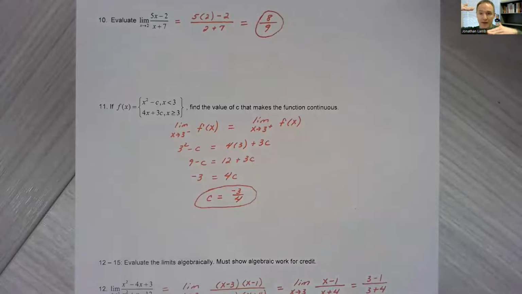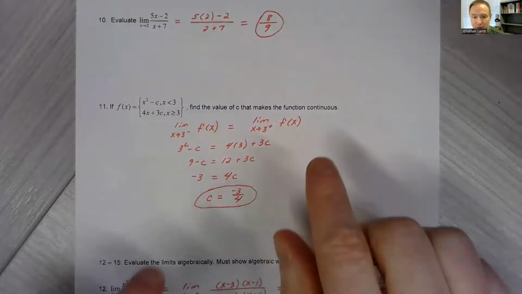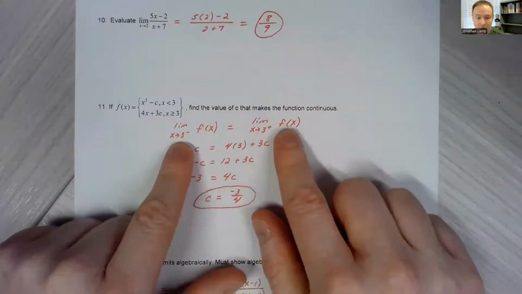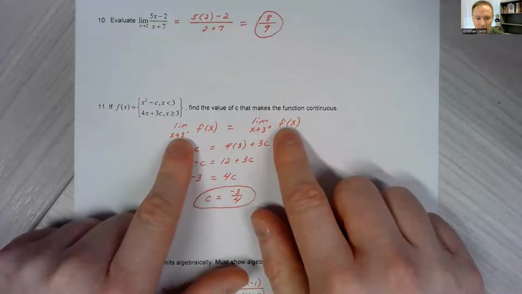What if, as they're approaching c, one side's down here and one side's up here? Well, then there's going to be a discontinuity. I need to make sure the limit from the left, in this case, as x approaches 3, is equal to the limit from the right as x approaches 3 on this function f of x.